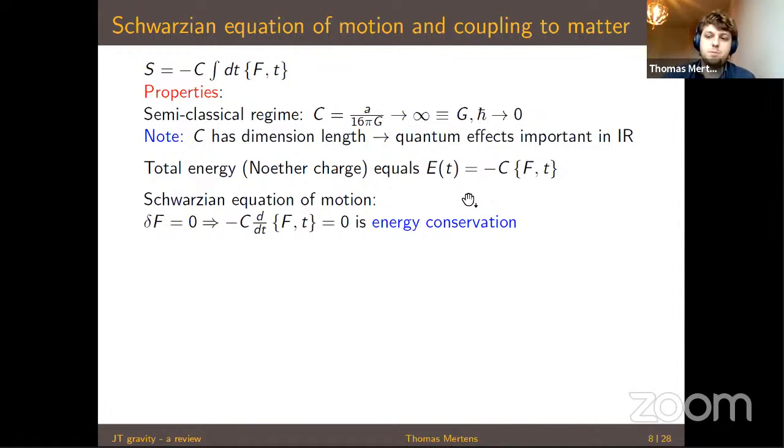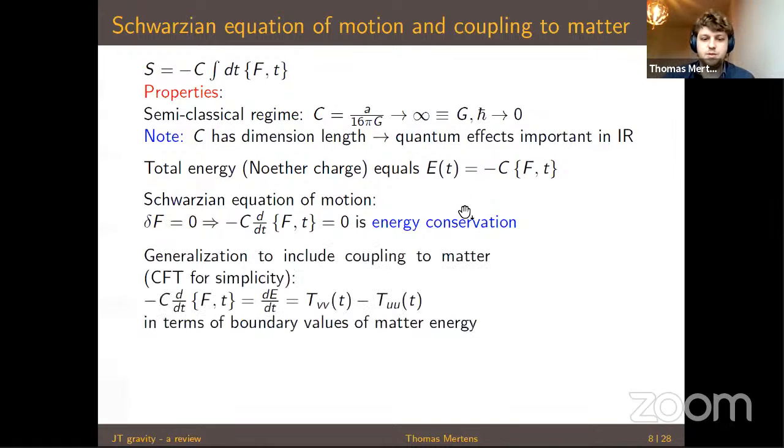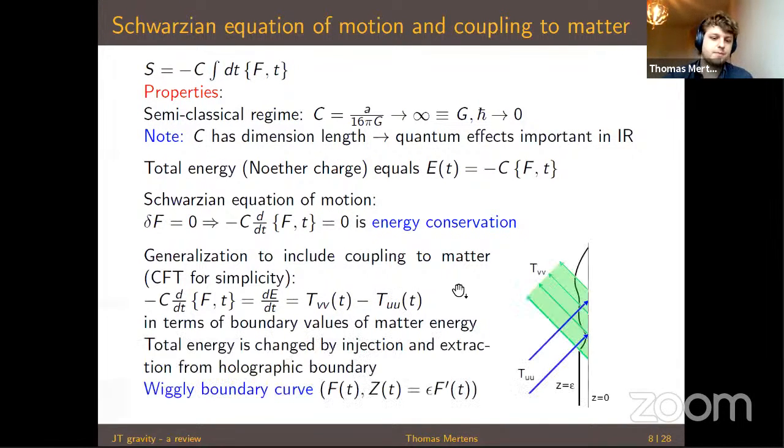Now, this was for the pure gravity model, pure JT gravity. Now, if you imagine coupling this to a matter sector, the equation of motion actually generalizes in a very straightforward fashion. So instead of having dE/dt equals 0, dE/dt equals the net influx of the matter fields that we couple to our gravitational theory from the holographic boundary, where T_VV is the influx of matter and T_VU is the outgoing flux of matter.